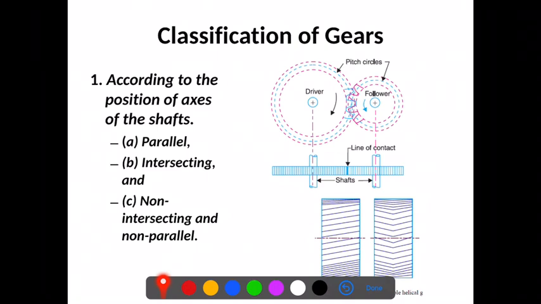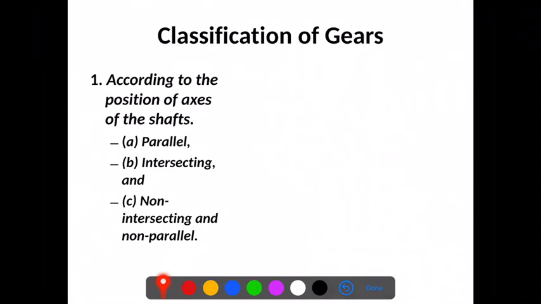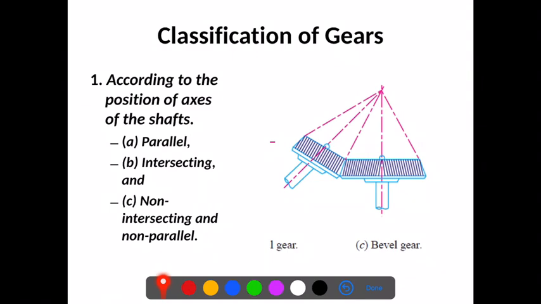The second type of arrangement or classification is when the shafts are non-parallel or intersecting shafts, but these shafts are coplanar. These are the intersecting shafts or the non-parallel shafts, but these shafts are coplanar. For transmitting the power between these two types of shafts, whatever the arrangement used is called bevel gearing.